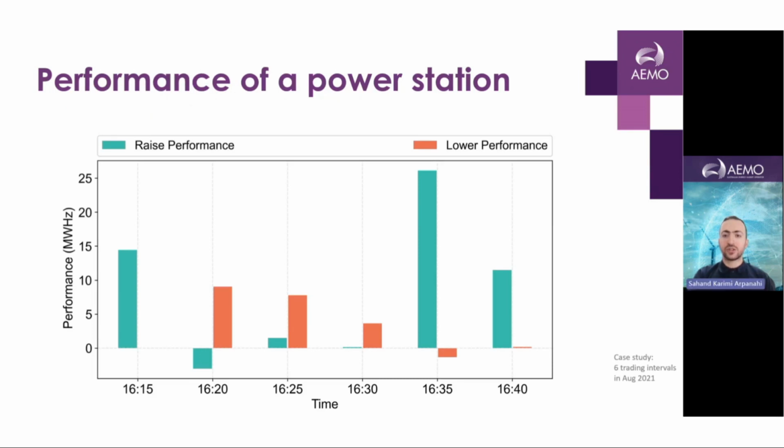Now let's look at a visual example of contribution factor calculation over multiple intervals. This figure shows the raise and lower performance of a power station for 6 intervals, determined based on its historical data in the year 2021. Using the raise and lower performance of the unit and all other units in the system, we calculated the contribution factors of this unit for 2 raise requirements and 2 lower requirements in the 6 trading intervals.